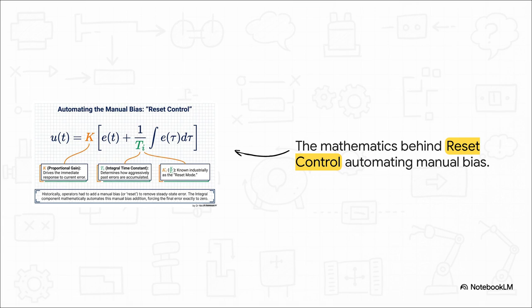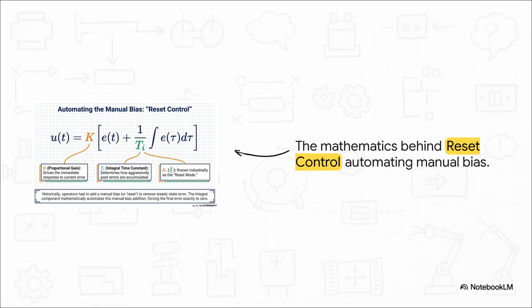The equation for automating the manual bias, known as reset control, goes exactly like this. U of t equals K times the quantity, E of t, plus 1 over T sub I times the integral of E of tau d tau. Let's break that down. K is the proportional gain, driving the immediate response to current error. T sub I is the integral time constant, which determines exactly how aggressively past errors are accumulated. And K sub I, which is K divided by T sub I, is known industrially as the reset mode.